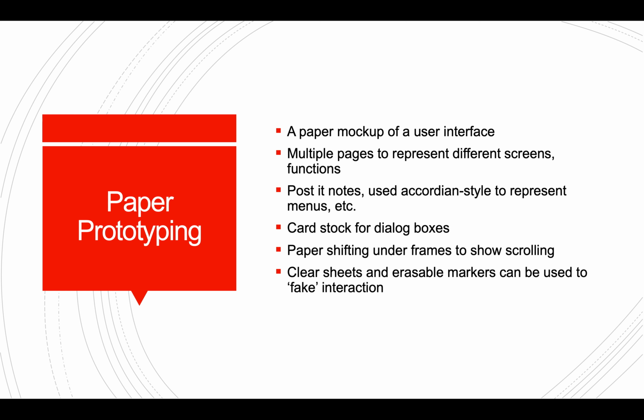You can also use clear sheets, like what you would use for old overhead projectors, and erasable markers, and give that to the user to use as a sort of mouse where they can click on things and check things off and stuff like that. And that can help fake the interaction.